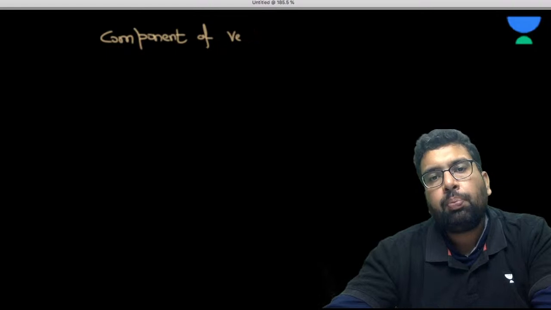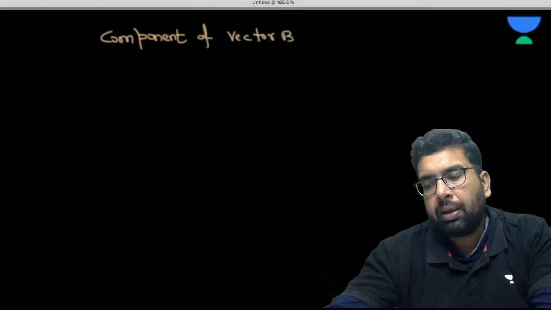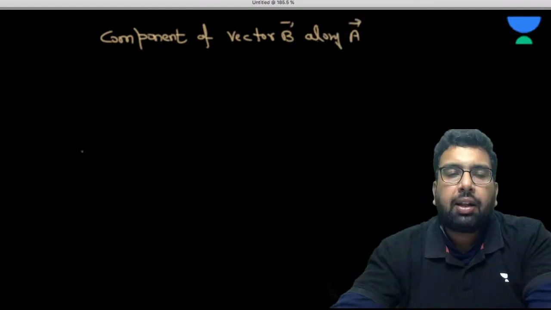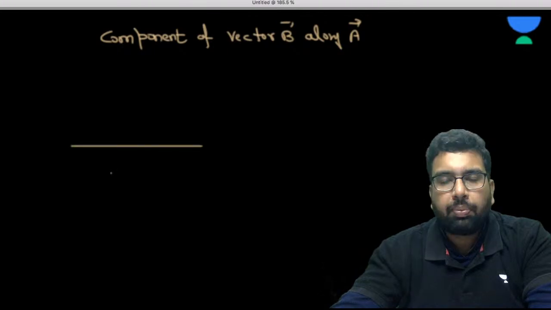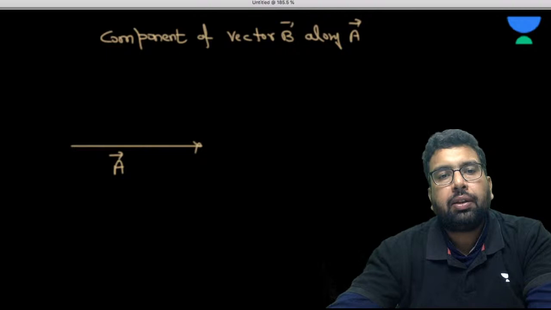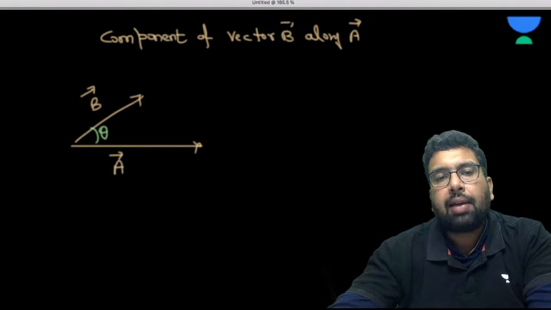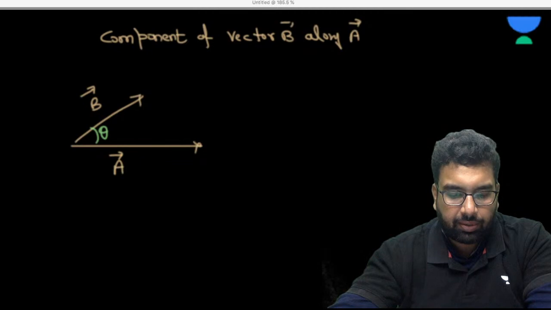The component of vector B along vector A. Sir, we have already done this. Let me show you something. Let's suppose this is your vector A, and this is your vector B, and this is angle theta. This will save a lot of time in the examination.